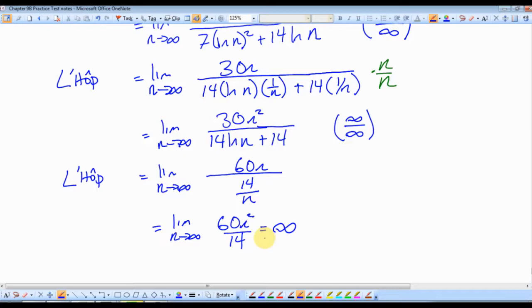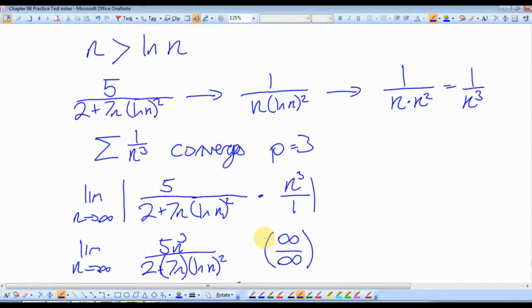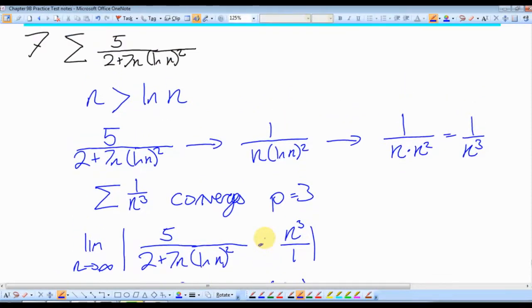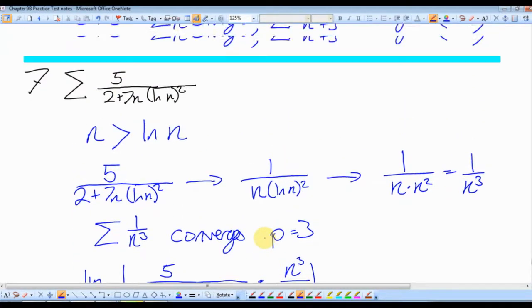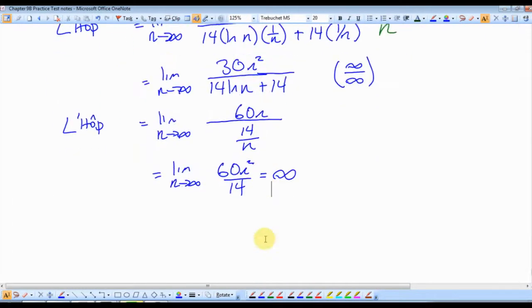Wait, no. What did we do wrong? We compared it to a converging series. So it's inconclusive. So it actually is inconclusive. Oh, are you kidding me? Wait, who made this question?